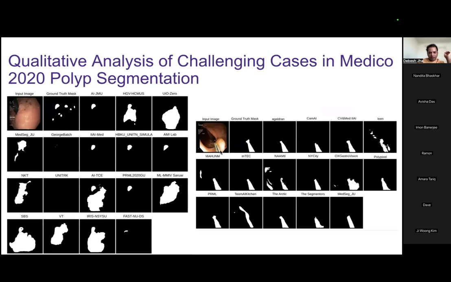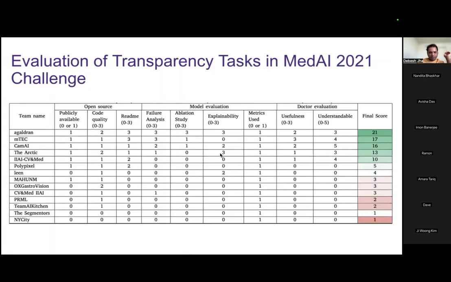And then this is another challenge result for the instrument tracking. And then based on different factors, for example, whether they publish their code open source, code quality, model evaluation, for example, whether they perform failure analysis, evaluation, explainability study, and metrics they use. And also we incorporate human in the loop, or doctor in the loop. So doctors evaluate the result and also a report. So based on that, we give them final score.